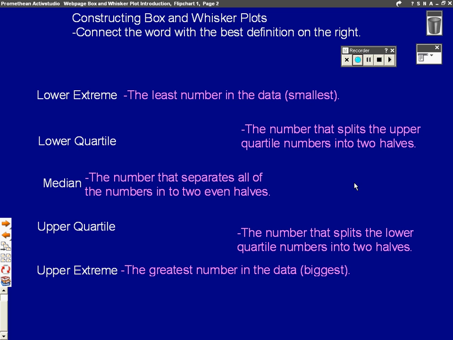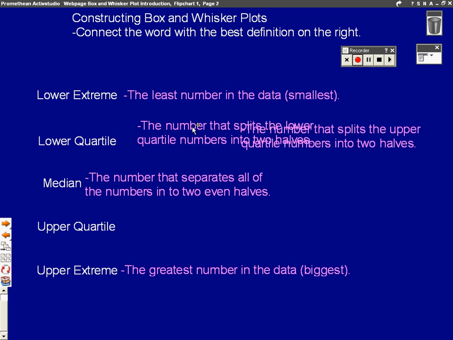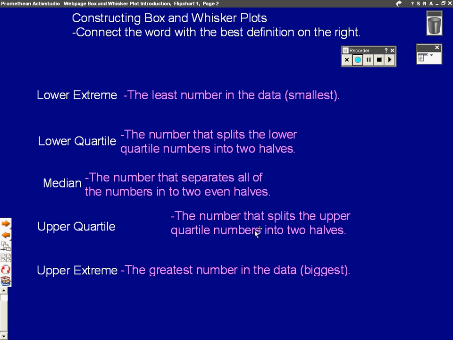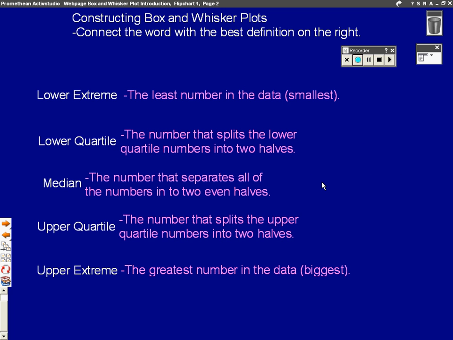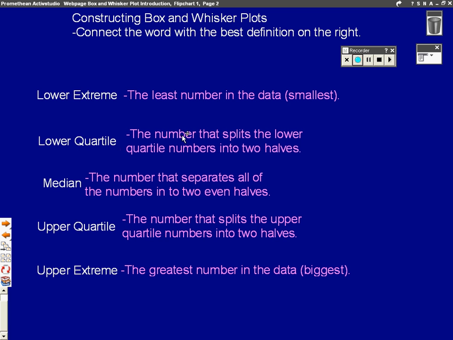Alright, now see that lower quartile and upper quartile, they don't seem so scary anymore because I only have 2 definitions I need to pair them with. This says the number that splits the upper quartile numbers into 2 halves, and this one is the number that splits the lower quartile numbers. Well, this says lower, and the definition says lower. So sure enough, those are exactly the definitions that you should have come up with. If you didn't, no big deal. Just try to see why this would be considered upper quartile and why this would be lower quartile.